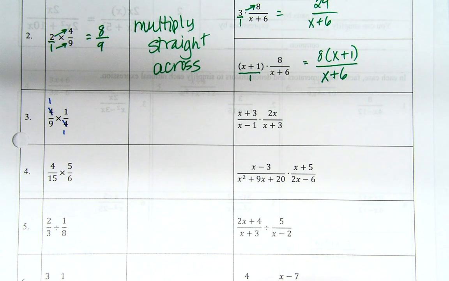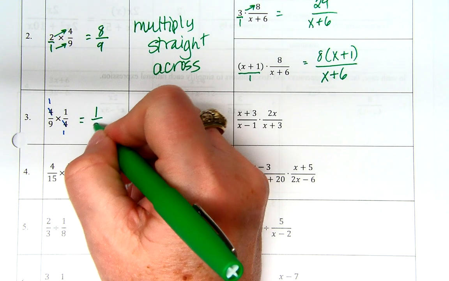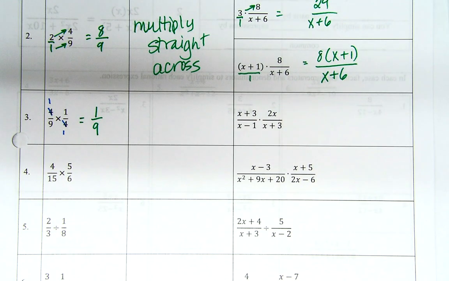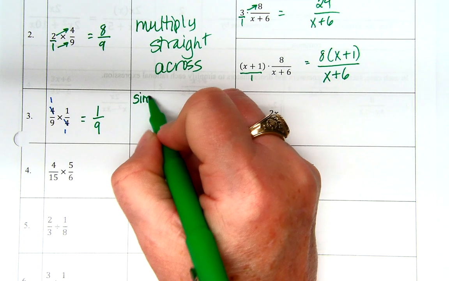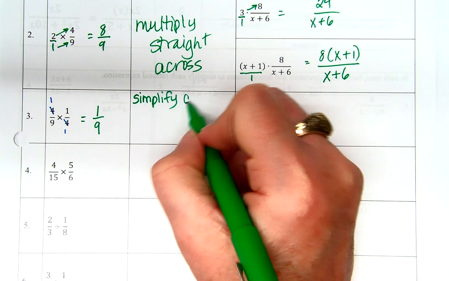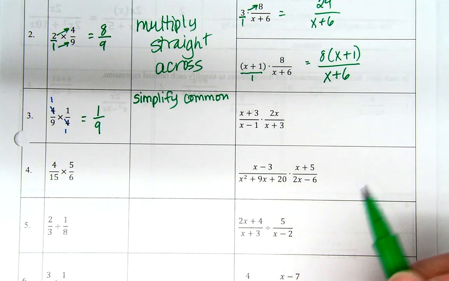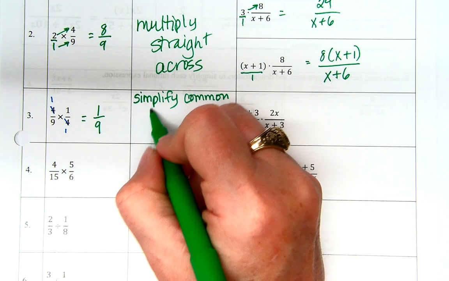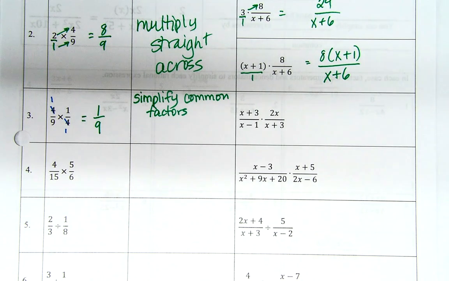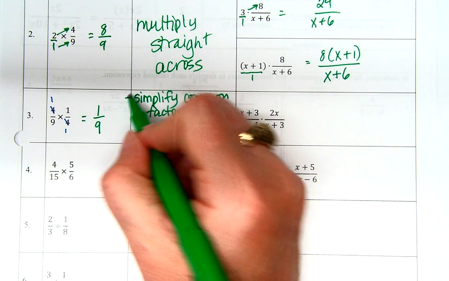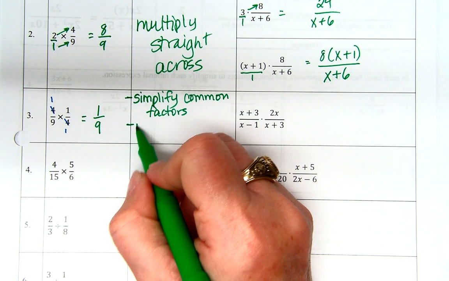Now when I multiply straight across, what do I get? 1 over 9. If I would have multiplied straight across from the beginning, I would have gotten 4 over 36. Except 4 over 36 simplifies to 1 over 9. So by simplifying first, I'm making the problem easier on myself. So I need to first simplify common factors. And then after I simplify common factors, what do I do? Very good.